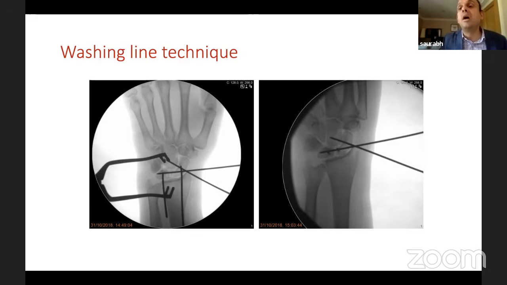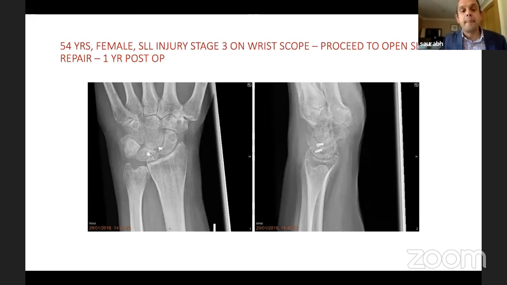So this is the technique I use, the washing line technique. Of course, there are many other techniques described. And here is the same lady, one year post-op. Why one year post-op? Because the scapholunate ligament can stretch out. So after a year, I know my gap is okay. And most important, look at the lunate. The lunate is pointing up, it's not extended. Look at the scaphoid. My scapholunate angle is absolutely right, 45, 50 degrees. So that's why you see them at 1 year and you discharge them.